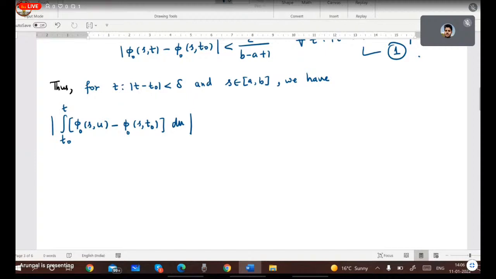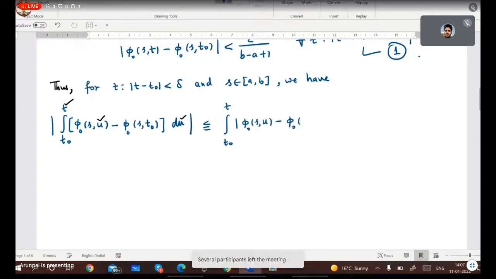Class, take a note that here instead of variable t, I have taken u. The reason is that I have used the notation t in the upper limit. So I am integrating with respect to u now. Or you could take some other notation, whatever suits you. So class, this is less than or equal to the integral from t naught to t of modulus of f naught s comma u minus phi naught s comma t naught du.